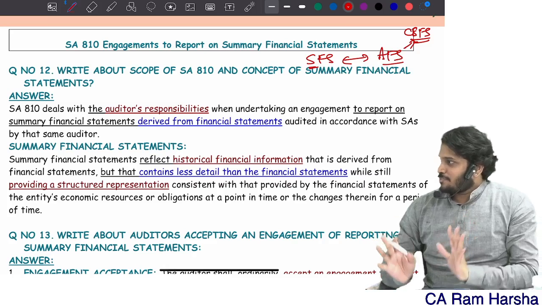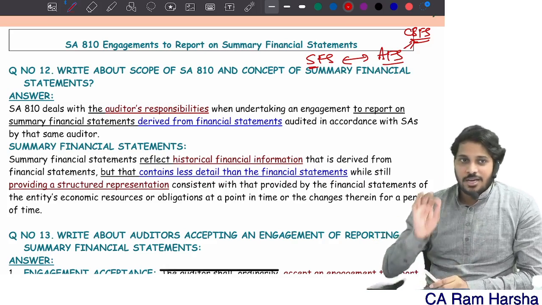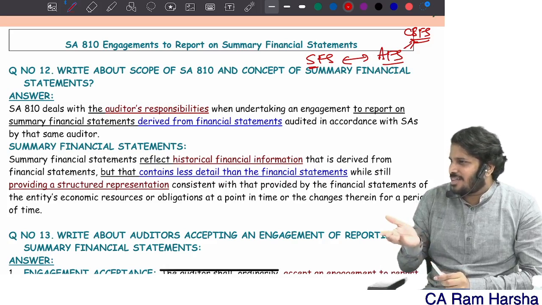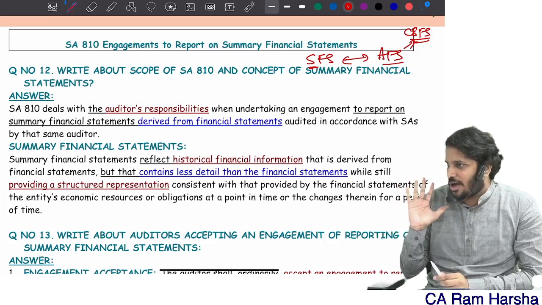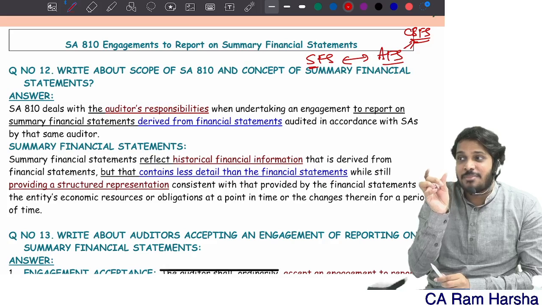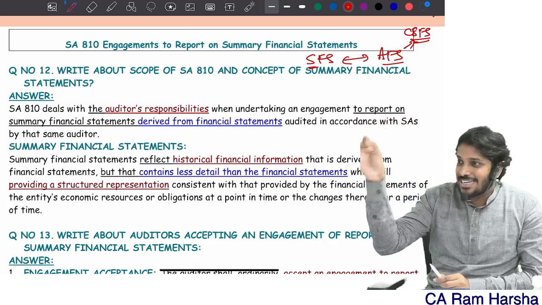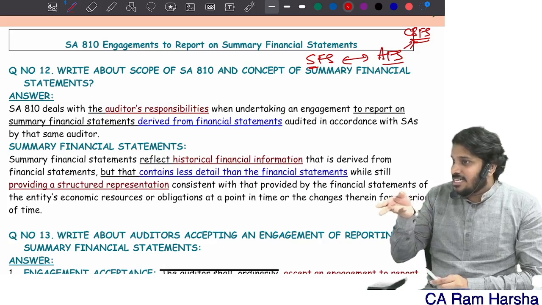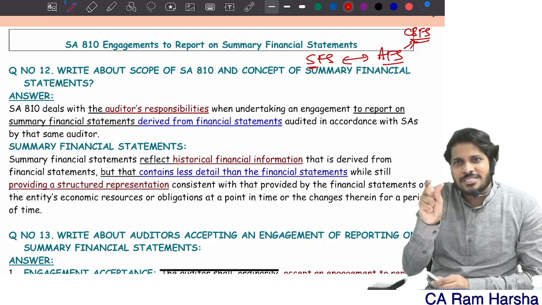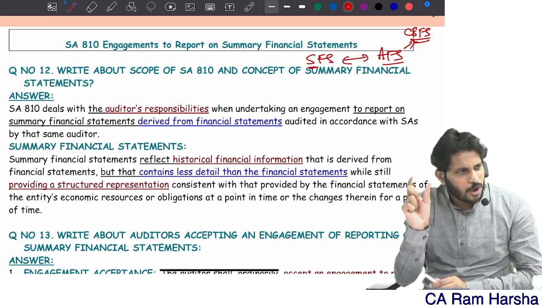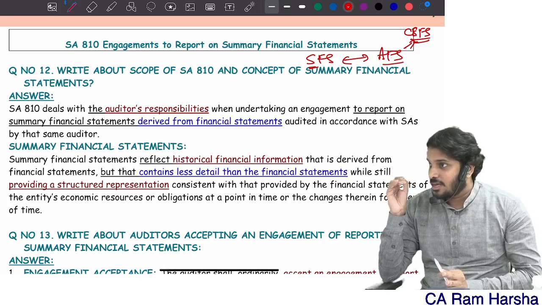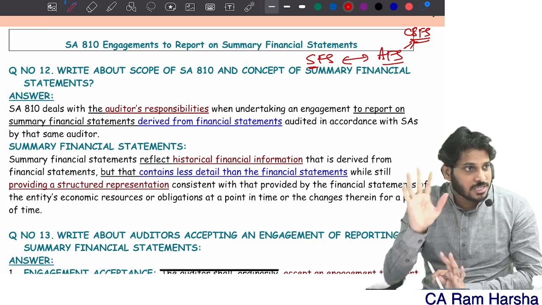Now here the main discussion is actually learning the objective. What is the objective here? Tell me. What is the objective in summary financial statements? I need not talk about whether they're true and fair. No, I am not giving an opinion on that. I just tell whether this is a fair summary of the complete set. Is it a proper summary, or has anything important been missed in this?